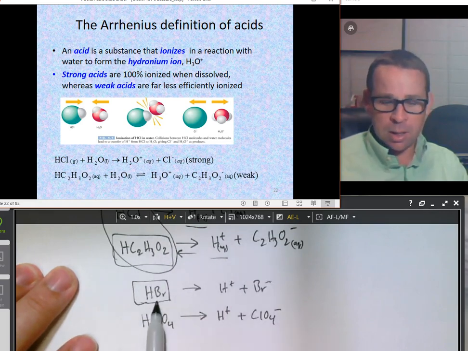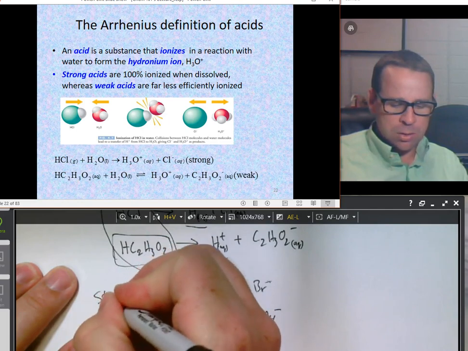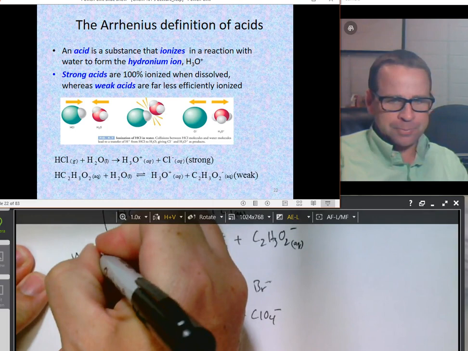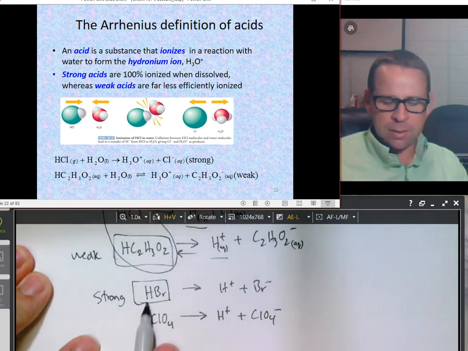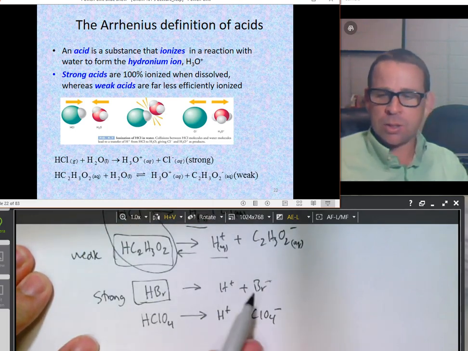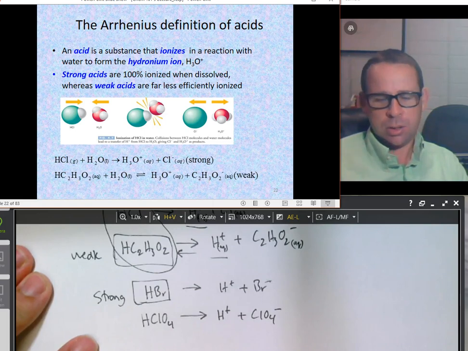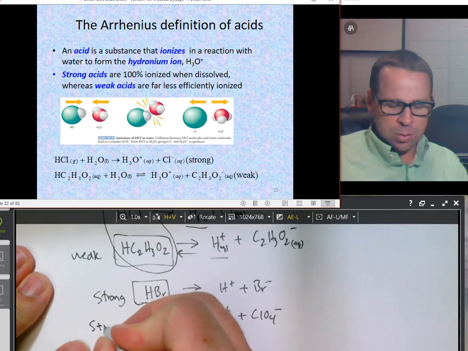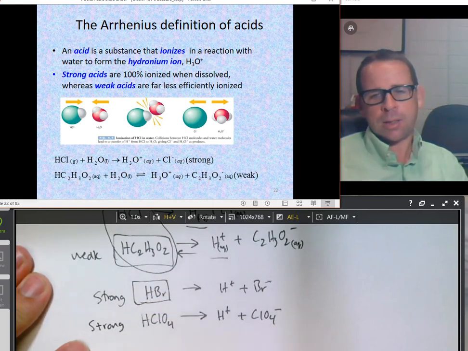Strong acids, on the other hand, so this is an example of our strong acids. I'll write weak here. Strong acids, on the other hand, you put them in water and they completely dissociate and they stay dissociated. This is called perchloric acid. It is also a strong acid. Okay?